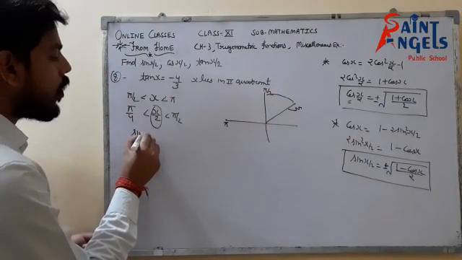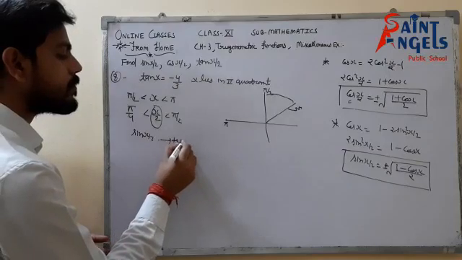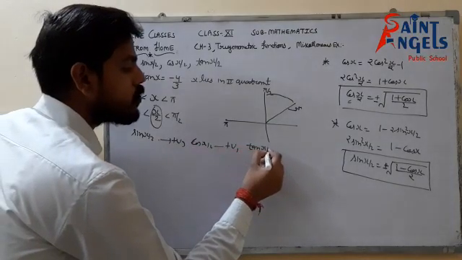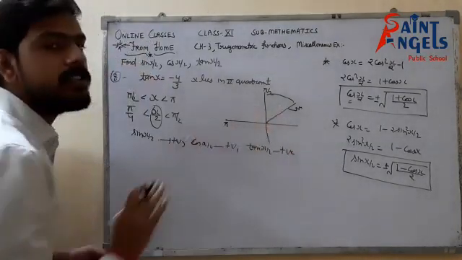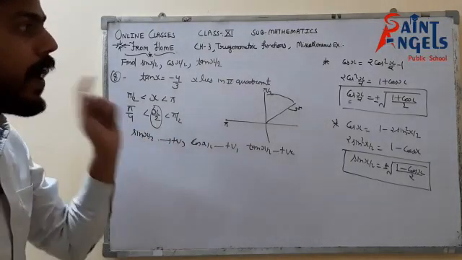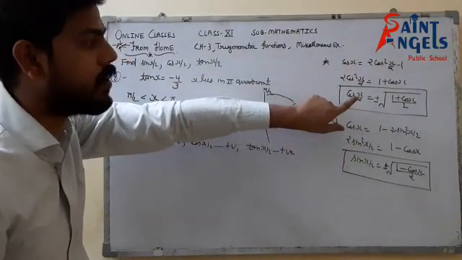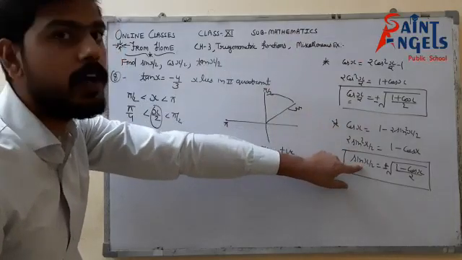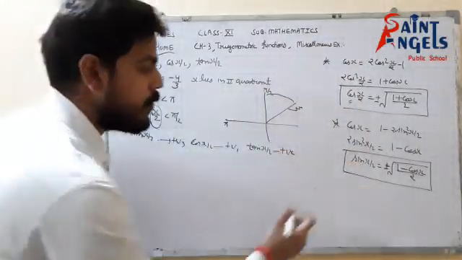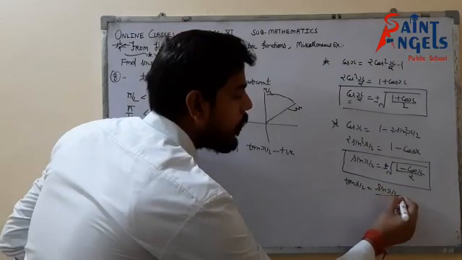It means all angles would be positive. Sin x/2 would be positive, cos x/2 would be positive and tan x/2 would also be positive, because in the first quadrant everything is positive. So now how do we find the value of sin x/2 and cos x/2? If I know the value of cos x, I can easily find the value of cos x/2 and sin x/2. And once I have the values of cos and sin x/2, I can easily find tan x/2, because tan x/2 equals sin x/2 upon cos x/2.